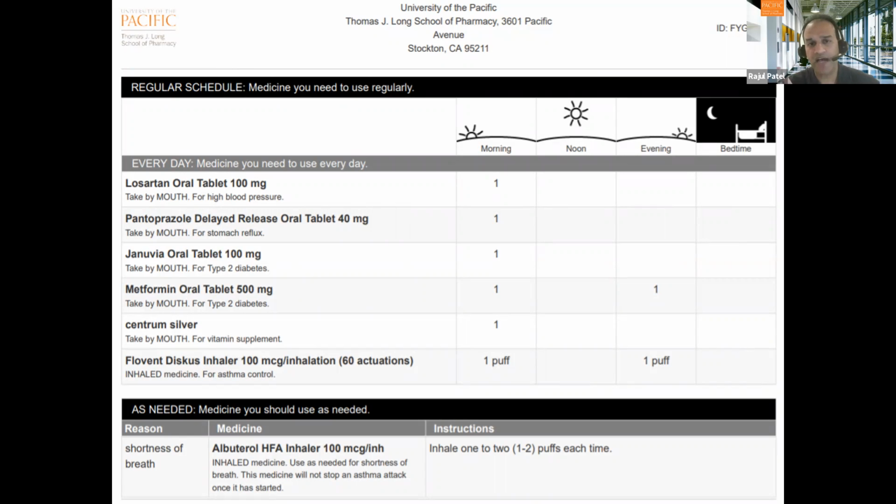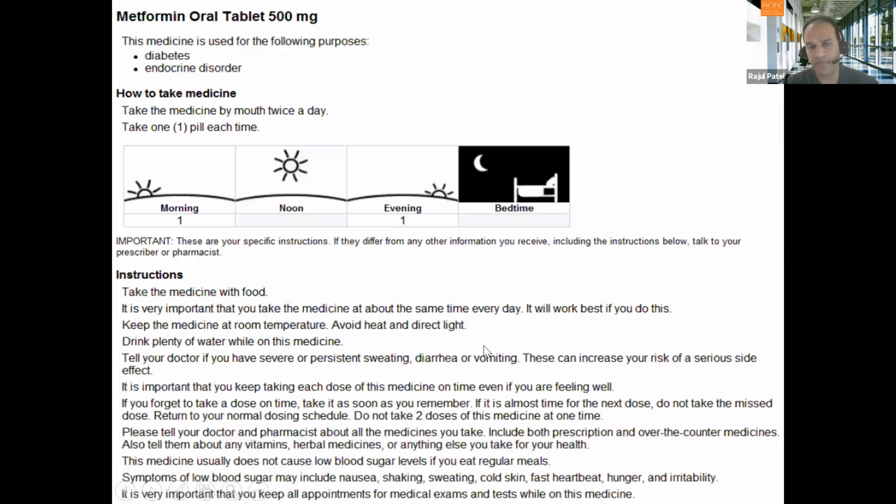We also have a pictogram. So based on the sunrise or the sun at high noon or the sunset or the moon, you can see the optimal time of day to take your medications. And on the bottom, you have your as needed medications. So these are not routinely taken, but we also indicate when you need to take them and how to take them if you do need to take them. The nice thing is, with a simple click of a button, everything that you see here that's in English can be converted to one of 26 languages, okay?